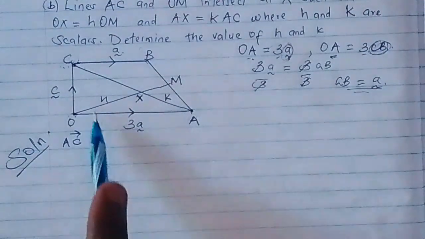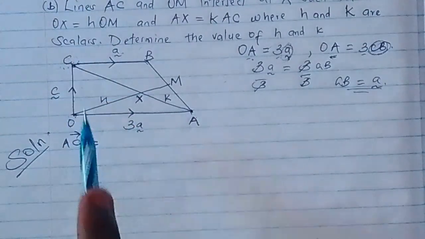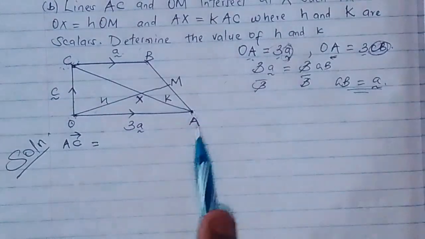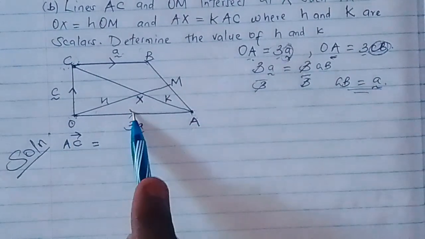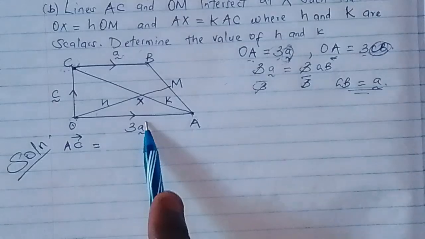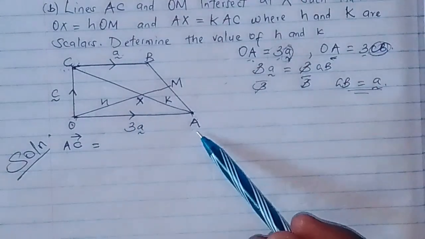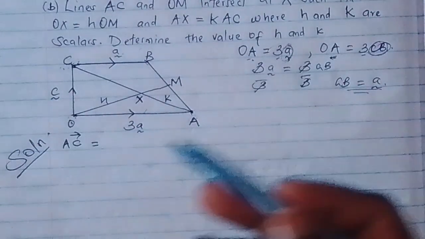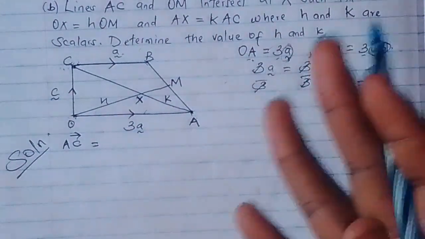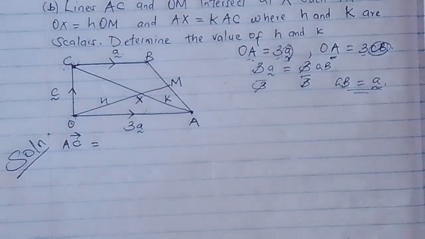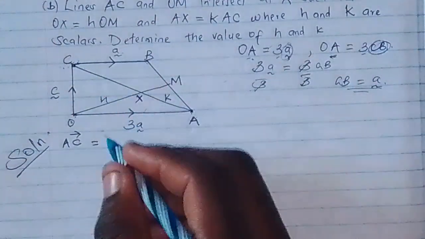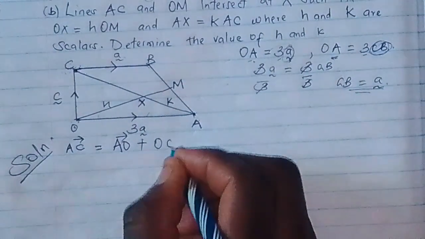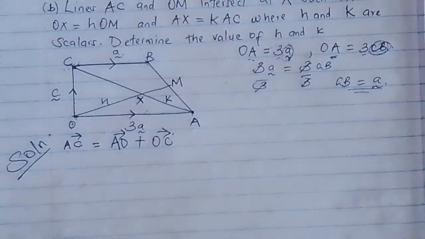This arrow points that we have moved from O to C. This arrow points that we are moving from O to A. If it is from A to O, then this arrow changes and points the other way. And if it changes, everything changes, the vector changes. If it was positive, it becomes negative. If it was negative, it becomes positive. Understood? So now AC will be given by AO plus OC.